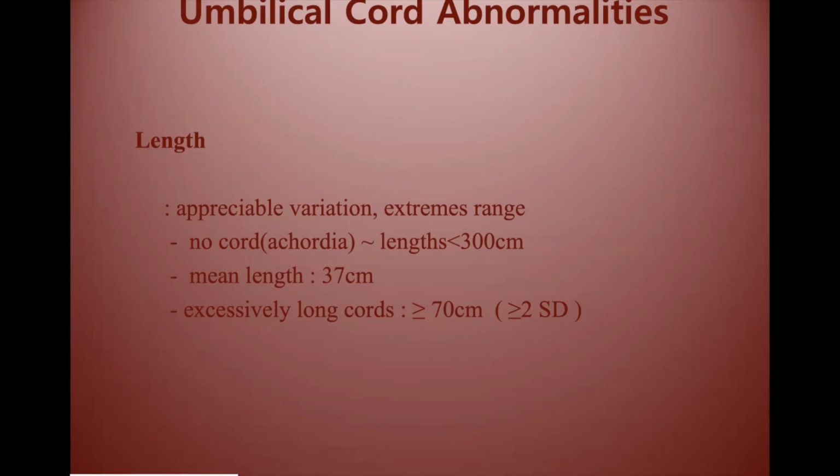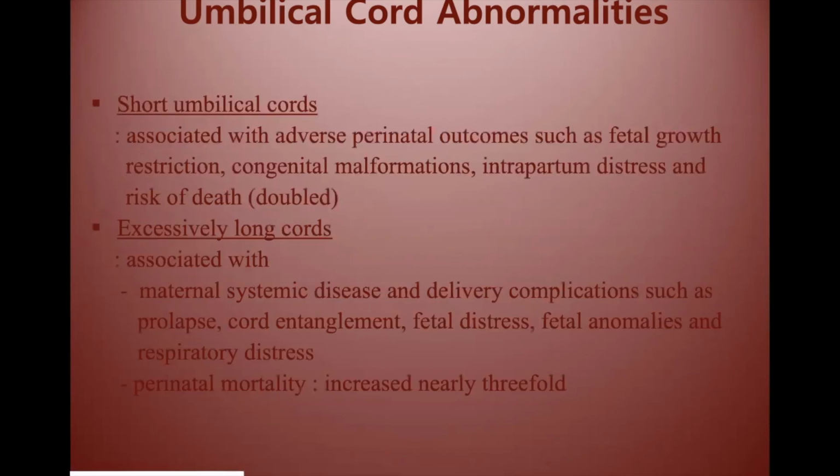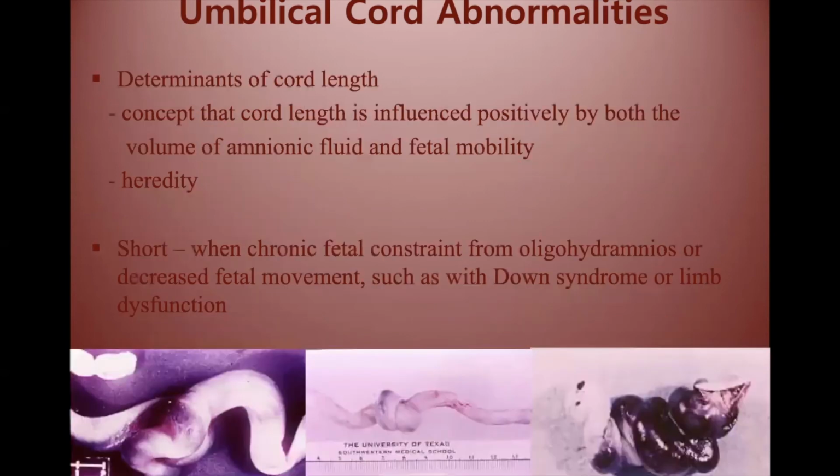Cord length is influenced positively by both amniotic fluid volume and fetal mobility. Short cords may be associated with fetal growth restriction, congenital malformation, intrapartum distress, and a twofold risk of death. Excessively long cords are more likely to be linked with cord entanglement or prolapse, and with fetal anomalies, acidemia, and demise.